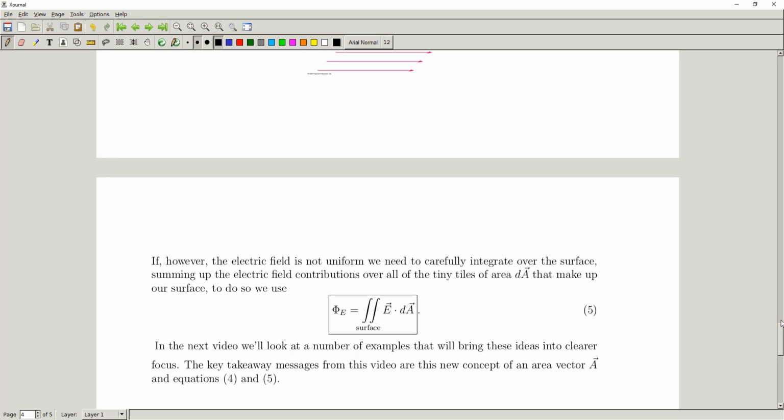But from this video, you really want to take away equations 4 and 5 and this idea that our area is no longer something that we should think of just as a number. We want to be thinking of our area as a vector, which points normal to the surface and has magnitude equal to our scalar value A, how we normally think about area.